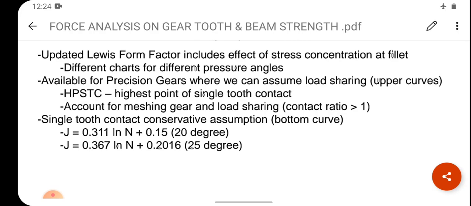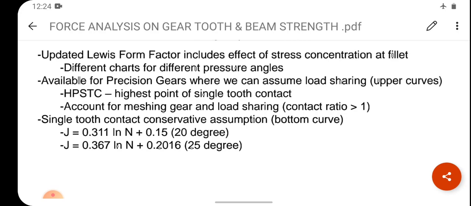जब गियर एक दूसरे से मेश करेगा तो कॉन्टैक्ट रेशियो क्या? व्हाट इज कॉन्टैक्ट रेशियो? During its function, more than 1 tooth is in contact. मान लो कि 1.2 है तो 1 टीथ एक कॉन्टैक्ट में है और 20% other tooth is also in contact. So account for meshing gear and load sharing, that is contact ratio should be greater than 1. Single tooth contact conservative assumptions, that is the bottom curve in this graph, that is single tooth. कंजर्वेटिव अजम्पशन है, मतलब एक टूथ अगर मेश कर रहा है तो ये बेटर नहीं है.